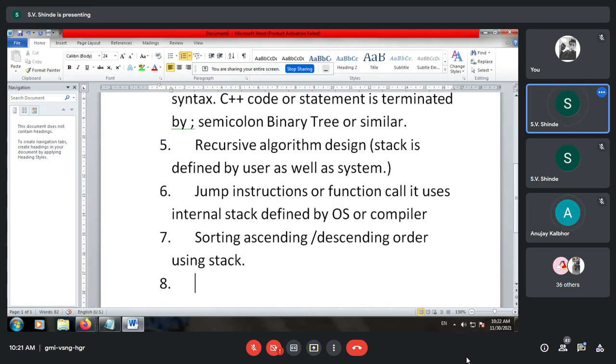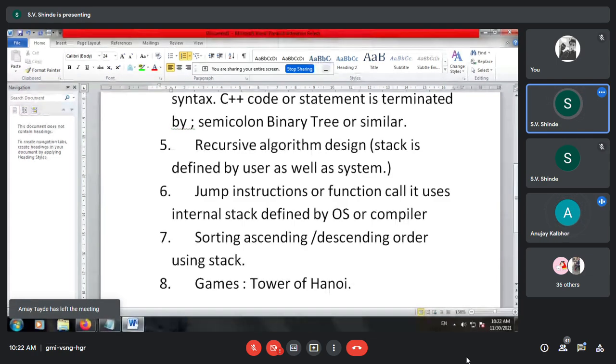It is not limited to that; you can use a stack in games. The example game discussed was TOH, that is Tower of Hanoi, which we showed you yesterday. So you can make this kind of simple game using a stack.